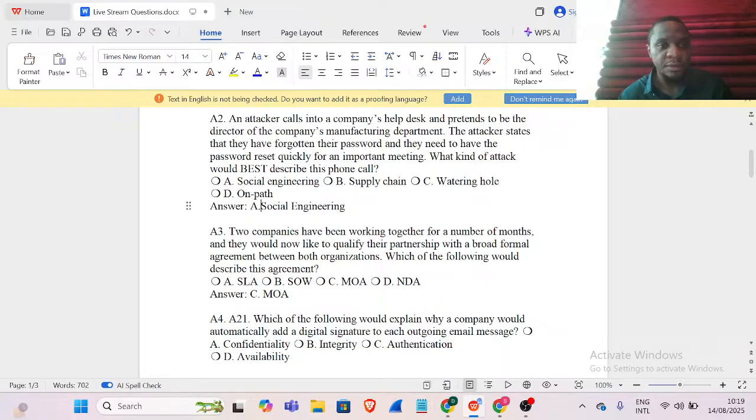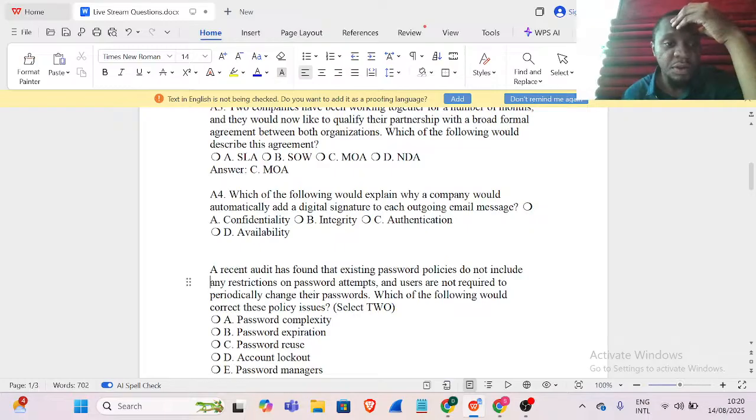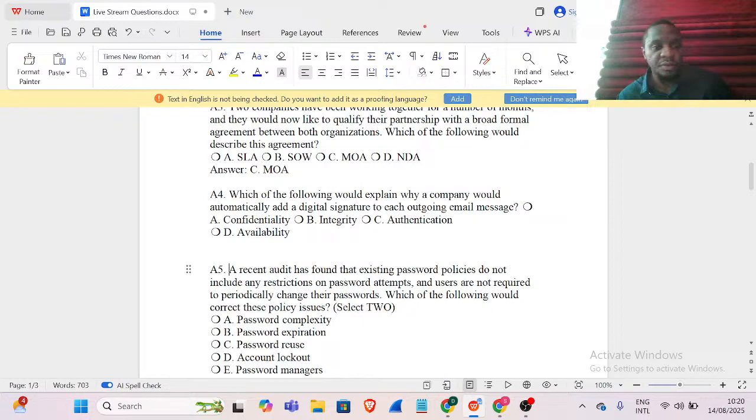So yeah, the fourth one is very different. Which of the following is used when an external company automatically adds a signature to each outgoing email message?